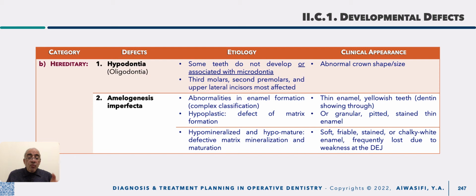In the hypomineralized and hypomaturation types, with defective matrix mineralization and maturation, the enamel appears very soft and friable. It is stained, sometimes chalky white enamel, and frequently lost due to weakness at the dentine enamel junction. That's why sometimes dentine appears frankly to the naked eye.